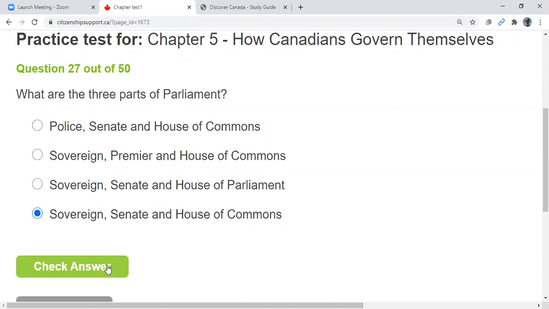Yeah, very good. They always try to trick you with these questions. Sovereign, Senate, House of Commons. Very good.